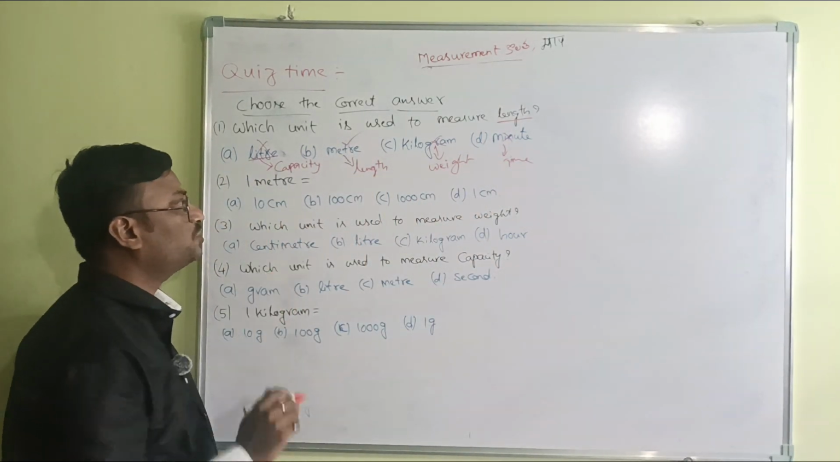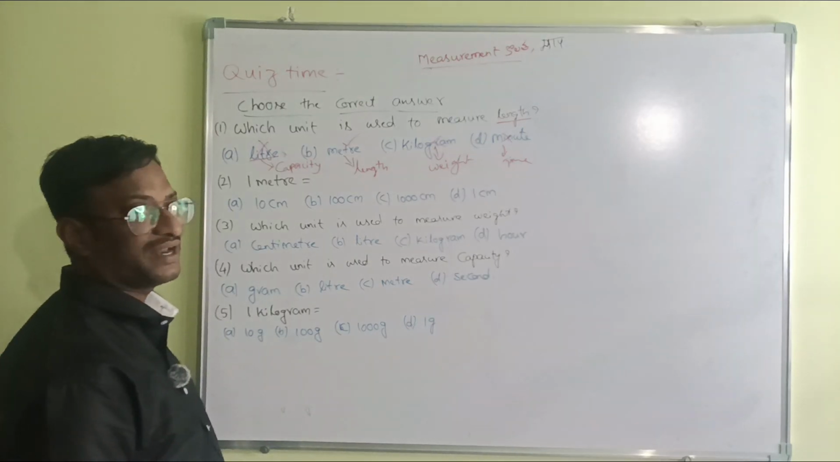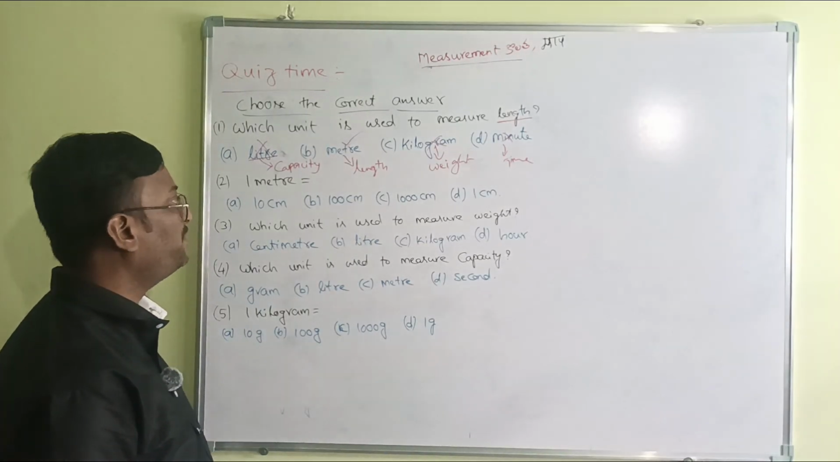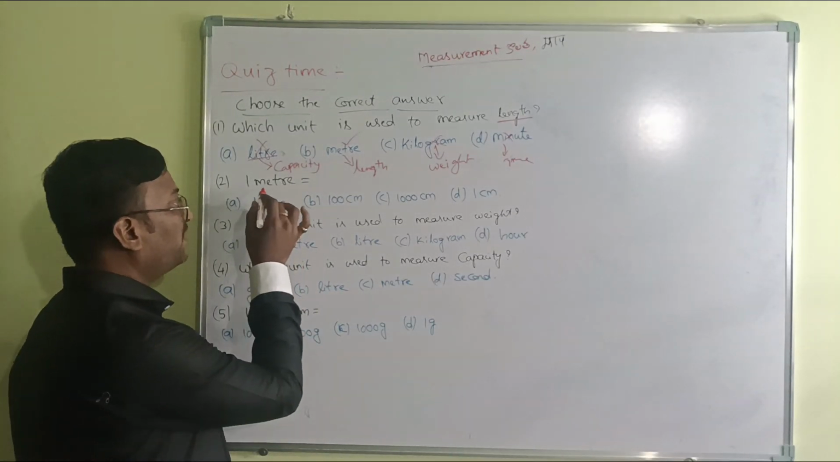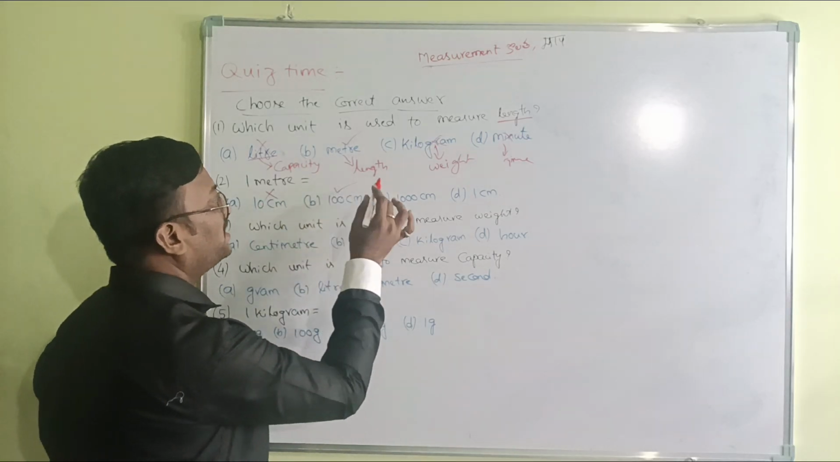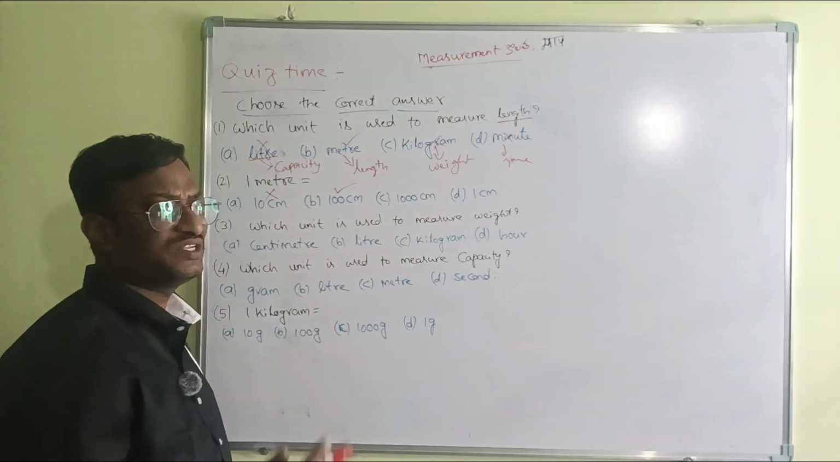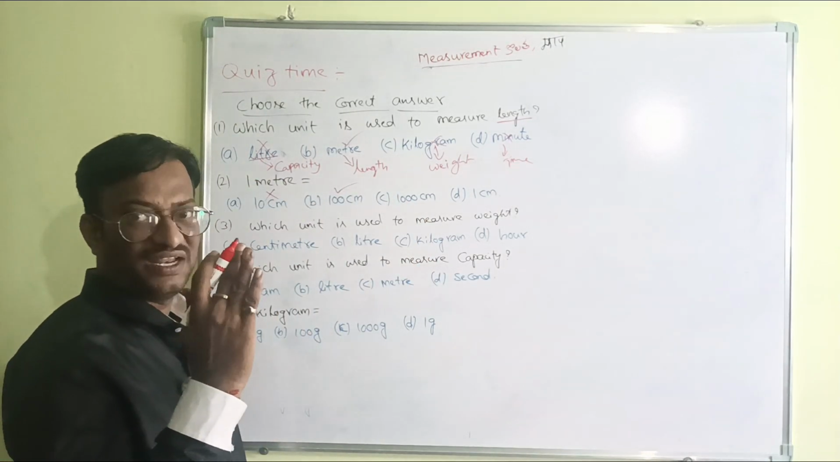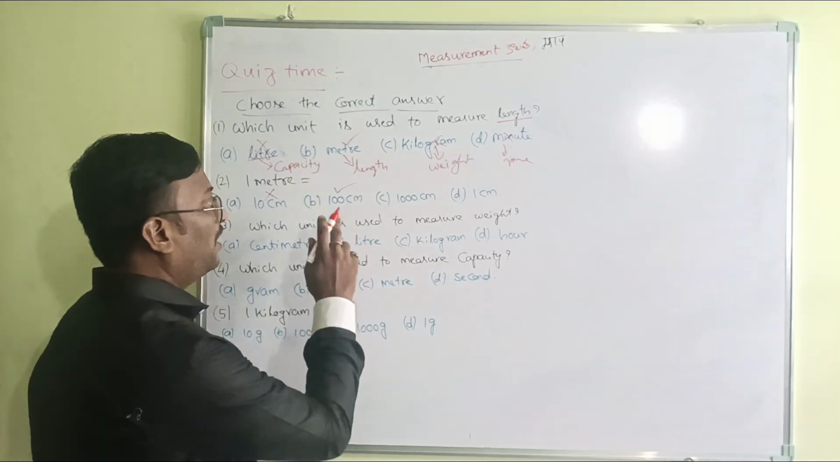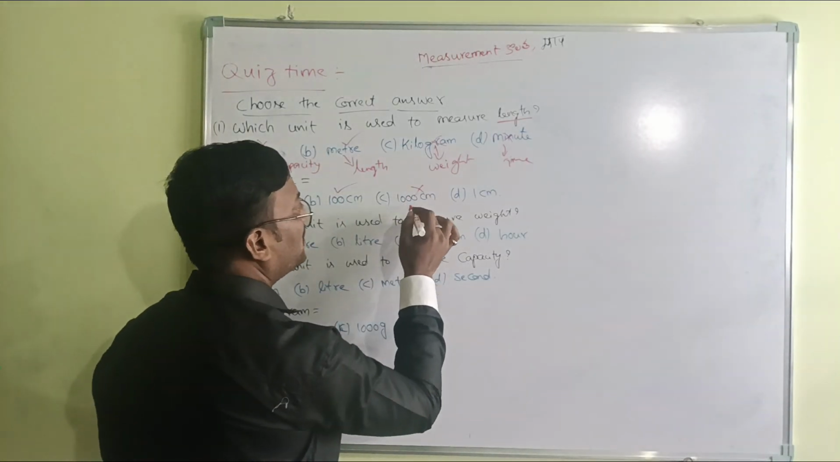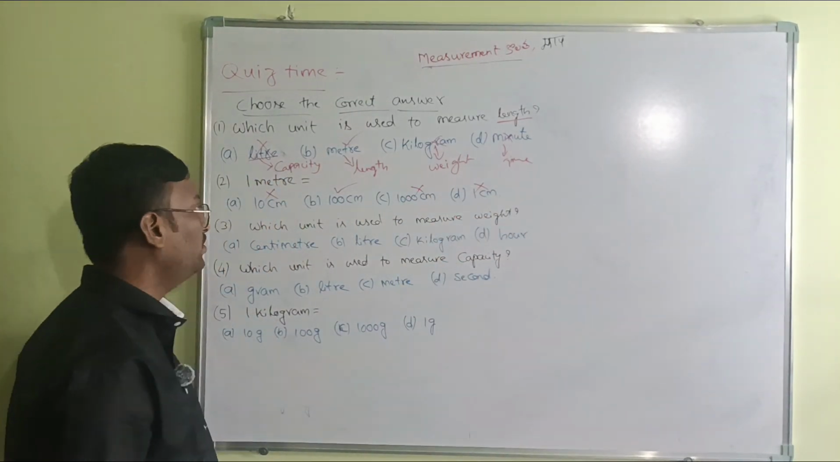1 meter is equal to how much? 1 meter we have already discussed in our concept. 1 meter which is equal to 10 centimeters, wrong. 100 centimeters. You will have a meter scale also. Okay, a meter scale which will have 100 centimeters. 1000 centimeters is wrong and 1 centimeter is also wrong.